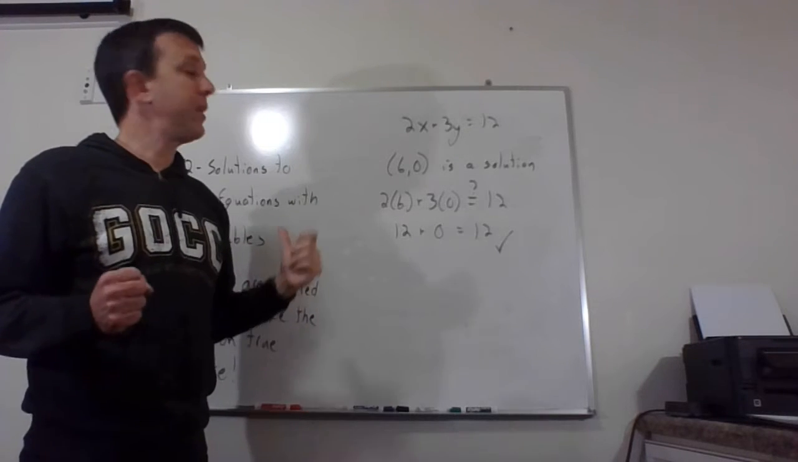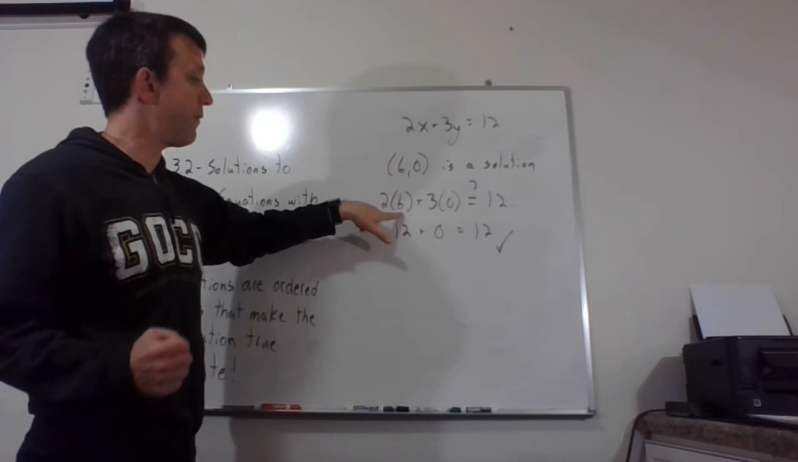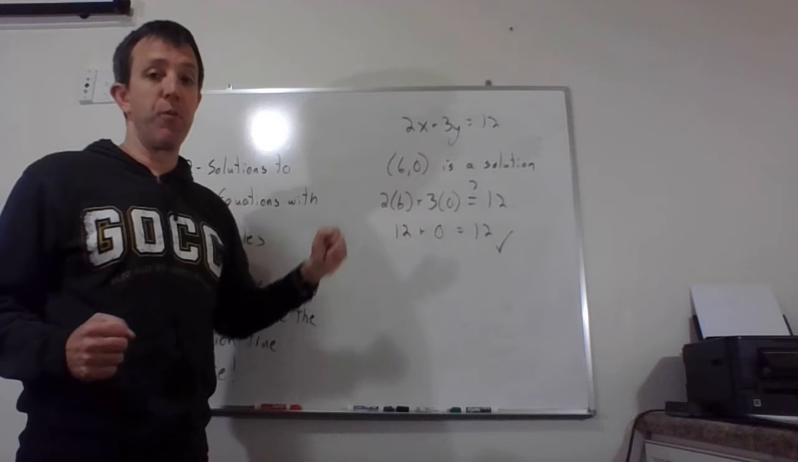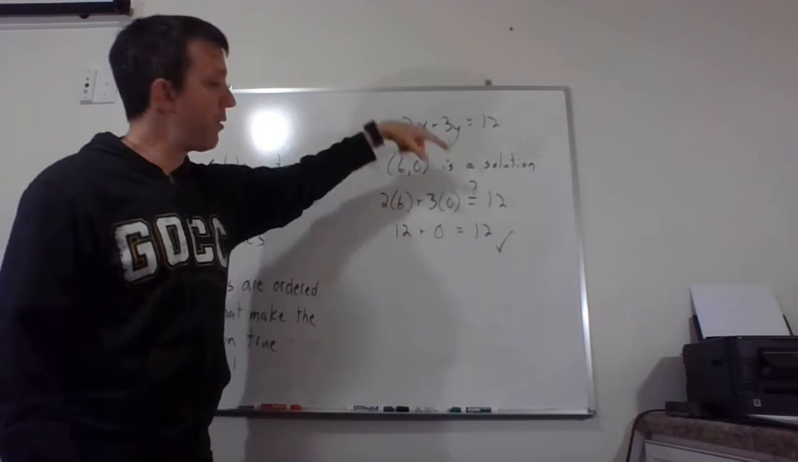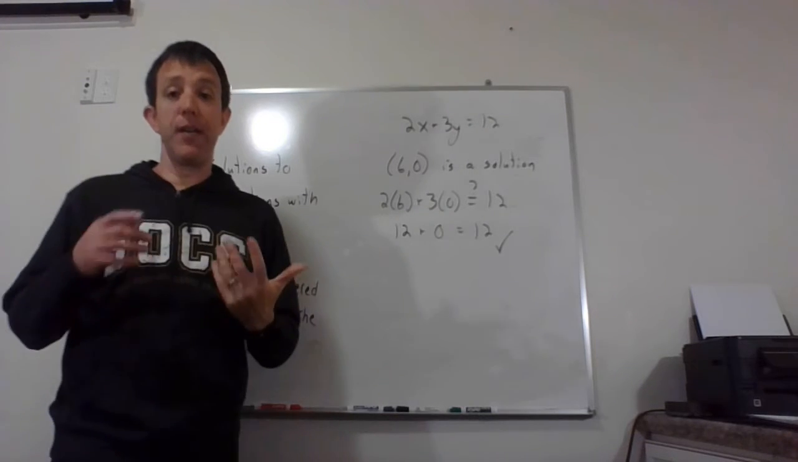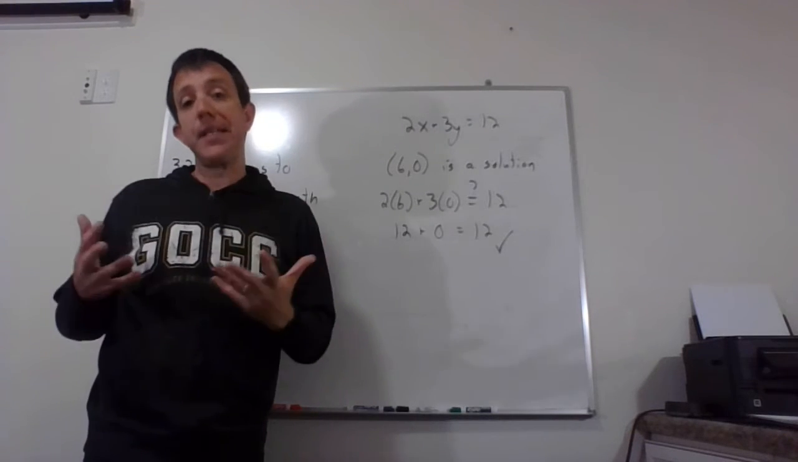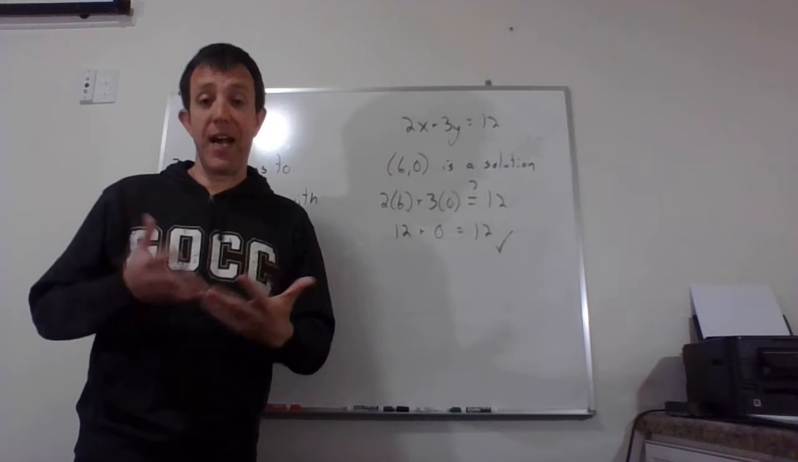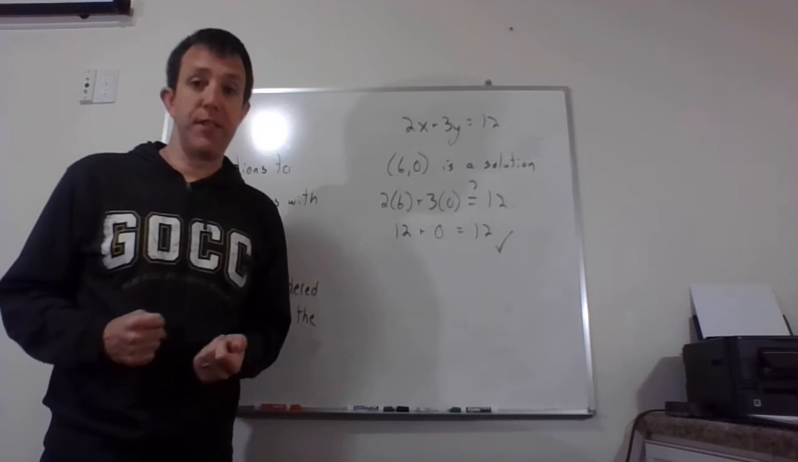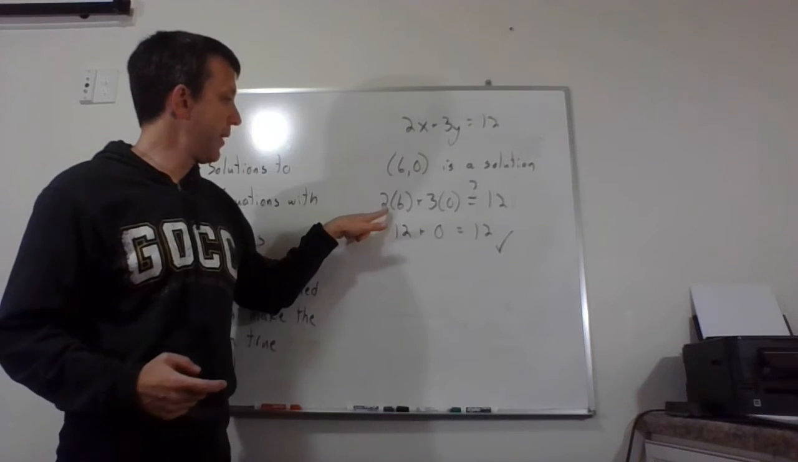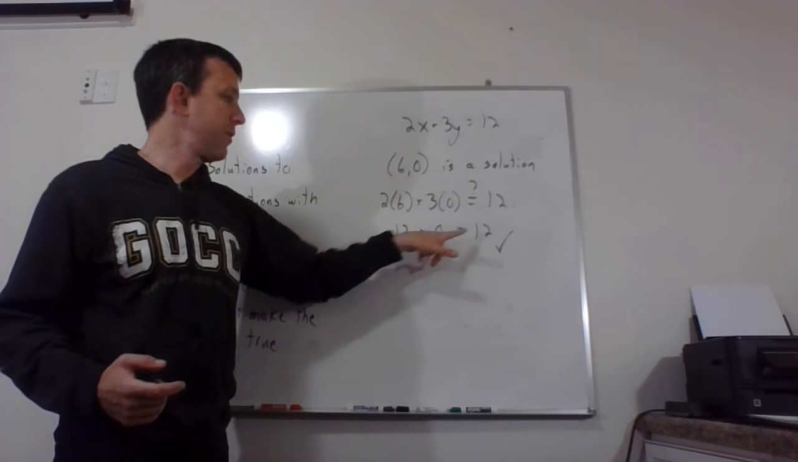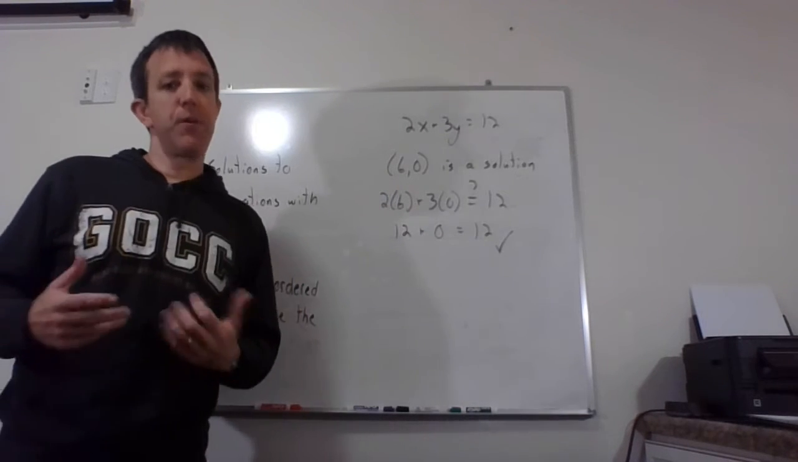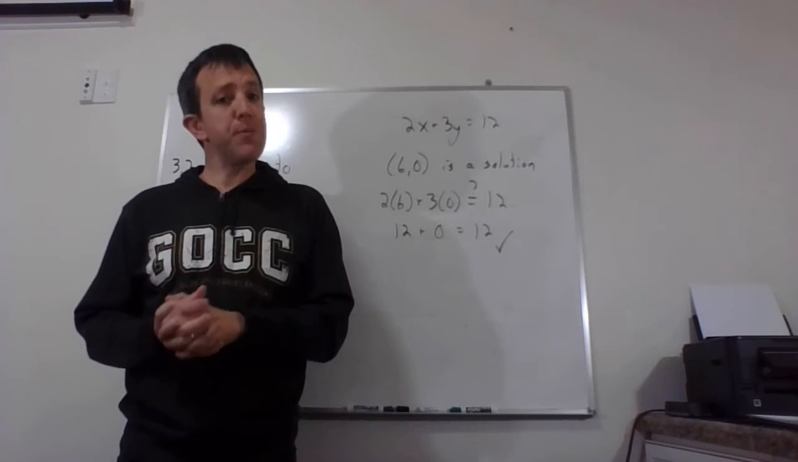Why is it a solution? Because if I take 6 and put it in for x, and 0 and put it in for y, when I do the arithmetic, the equal sign works. So you'll notice I wrote this with an equal sign and a question mark over it. I'm asking myself, does this equal sign actually work with these numbers that I just plugged in? And if you multiply it out, 2 times 6 is 12, 3 times 0 is 0, and certainly 12 plus 0 is 12. So the equal sign works just fine. And that's what we're looking for here.